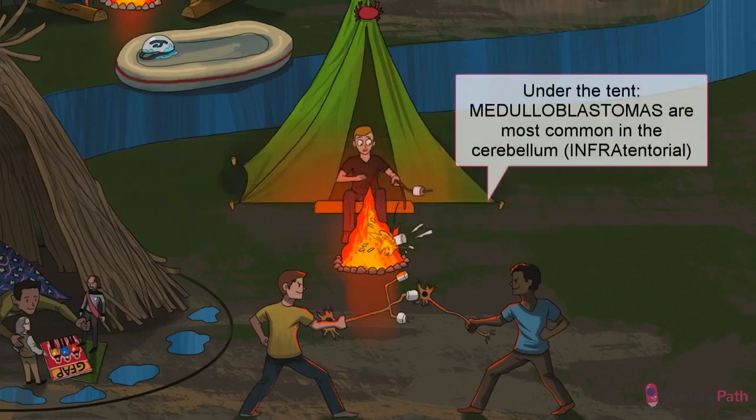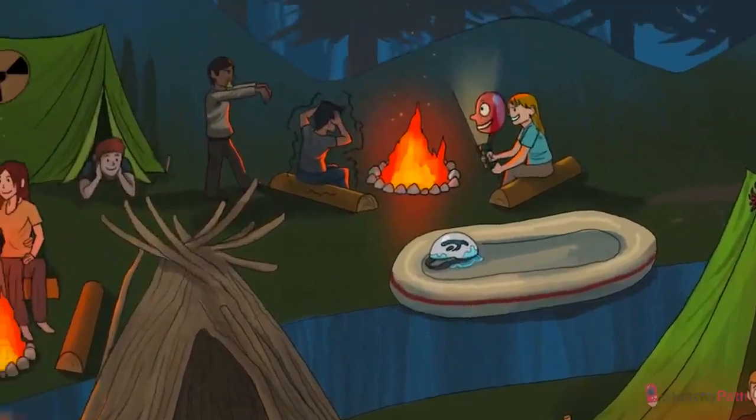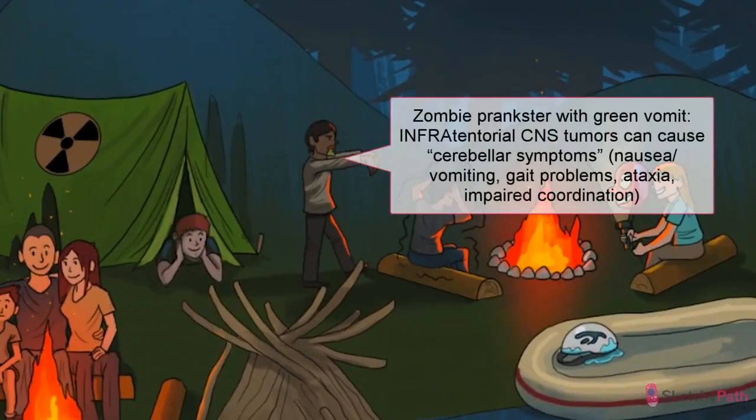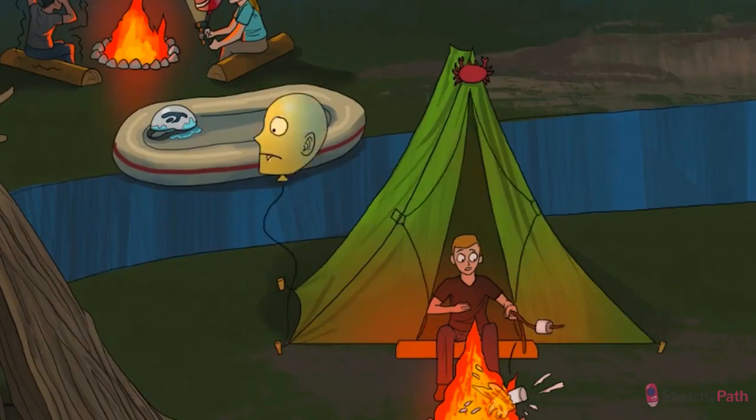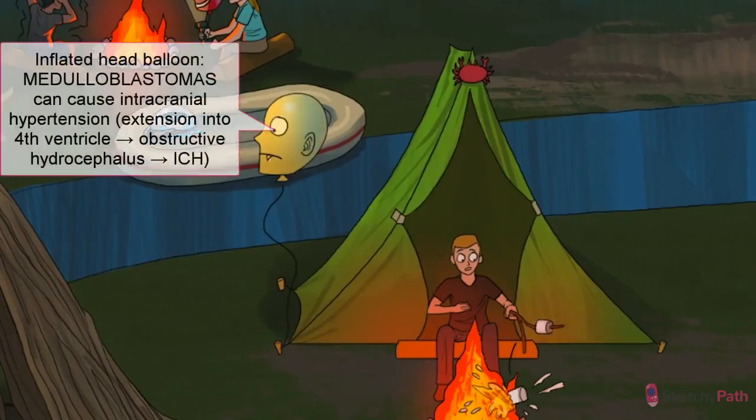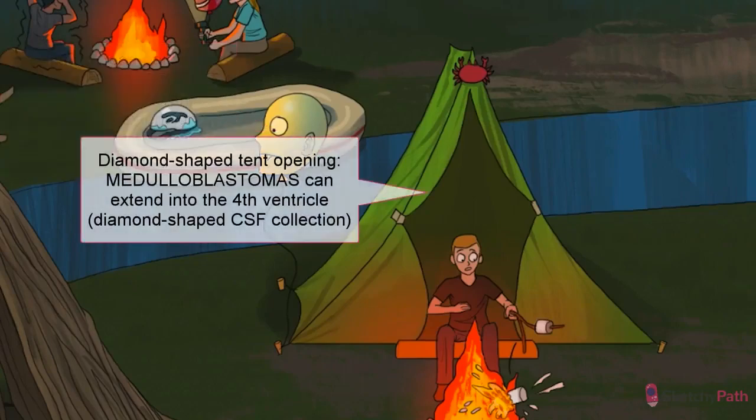Given their site of origin, it should be no surprise that medulloblastomas are found most commonly in the cerebellum, often extending into the fourth ventricle, still under that tentorium. As the tumor compresses adjacent structures, patients can present with those cerebellar symptoms we mentioned earlier, such as ataxia, loss of coordination, and everyone's favorite, nausea and vomiting. Since they extend into the fourth ventricle, medulloblastomas are also notorious for causing obstructive hydrocephalus, leading to symptoms of intracranial hypertension such as headache, vomiting, and papilledema. That diamond shape is reminiscent of the fourth ventricle that sits deep to the cerebellum.